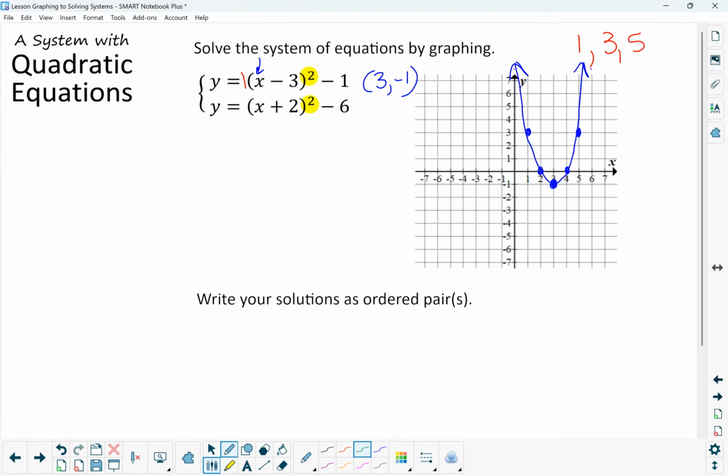And then our second parabola has a vertex at (negative 2, negative 6). So the x value that makes this 0 is negative 2. So (negative 2, negative 6) is the vertex, all the way down here. So again, this has a stretch of 1. So our pattern is going to be 1, 3, 5. So up 1 over 1, up 3 over 1, up 5 over 1.